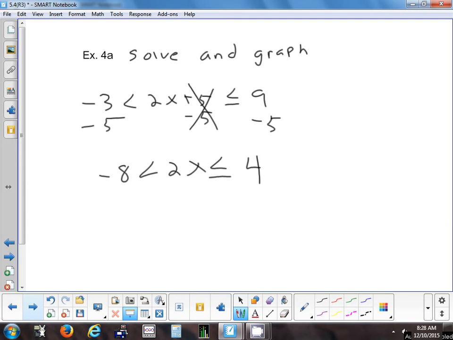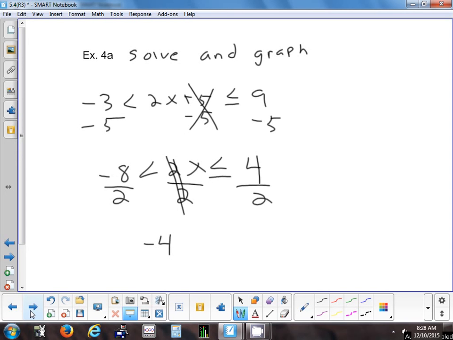And what would be my last step to get x by itself? Yeah, we're going to divide by 2, and where else? Divide 4 by 2 and negative 8 divided by 2. Good. All right. Gage, what's negative 8 divided by 2? Negative 4. Okay. And what comes next?